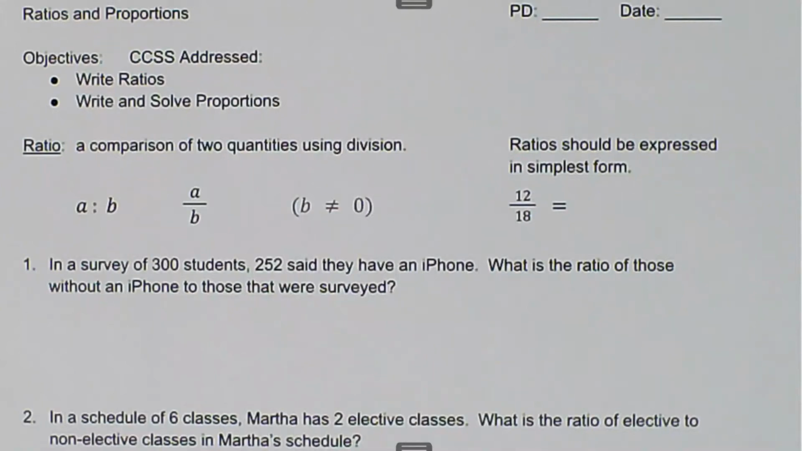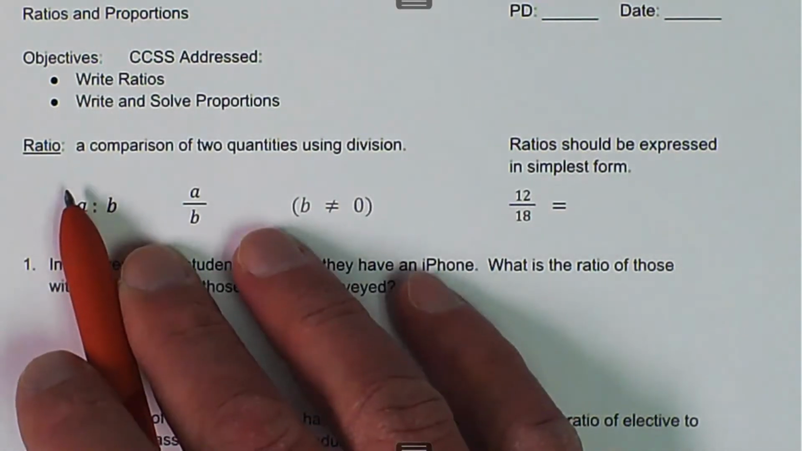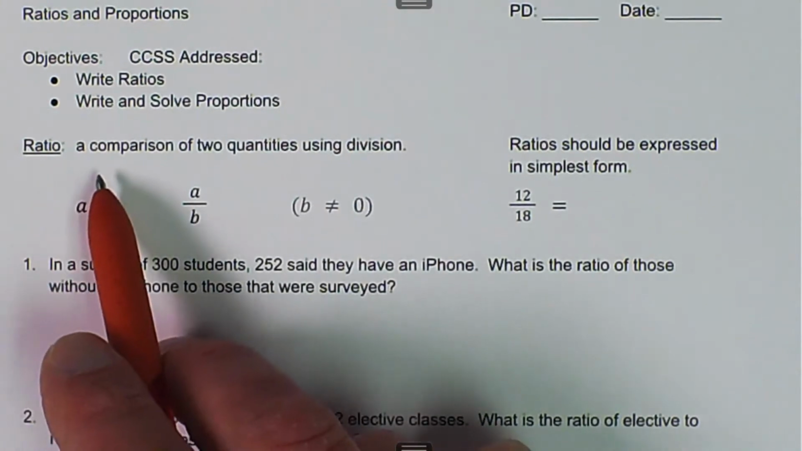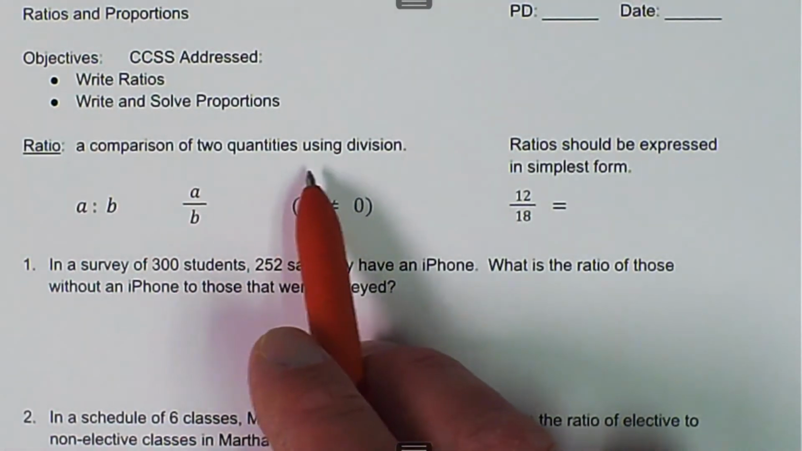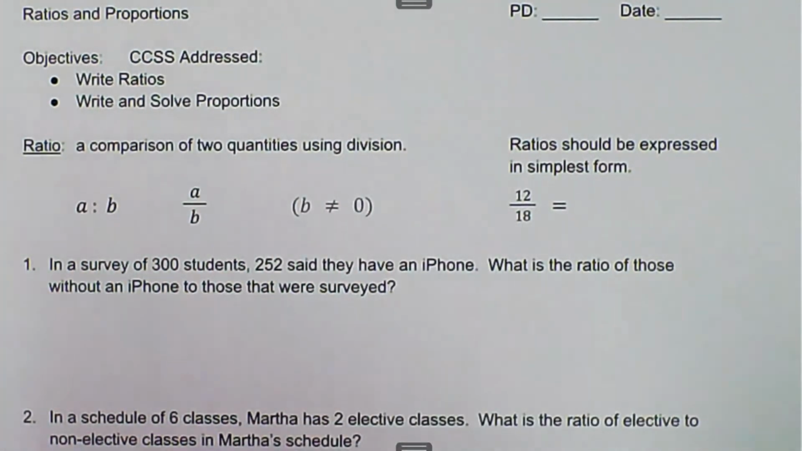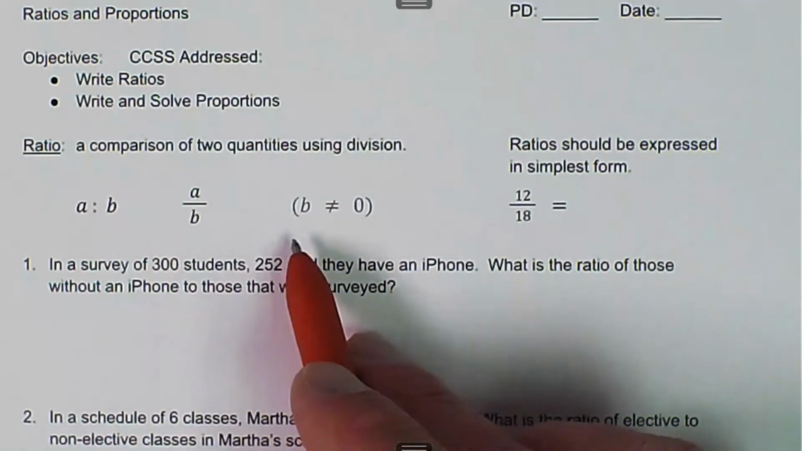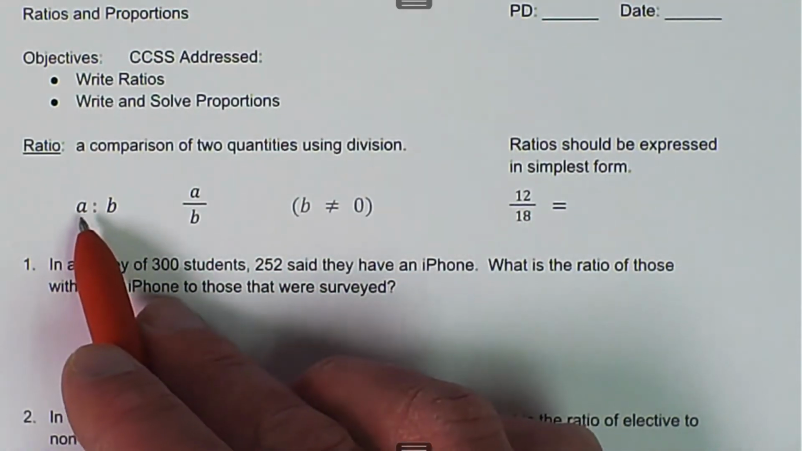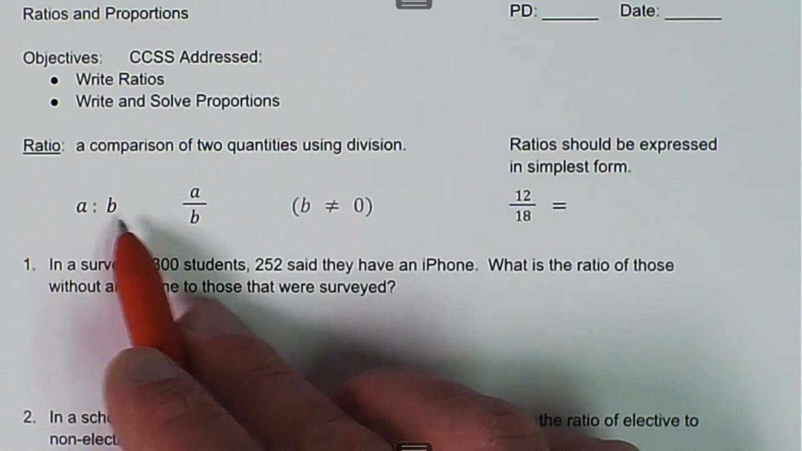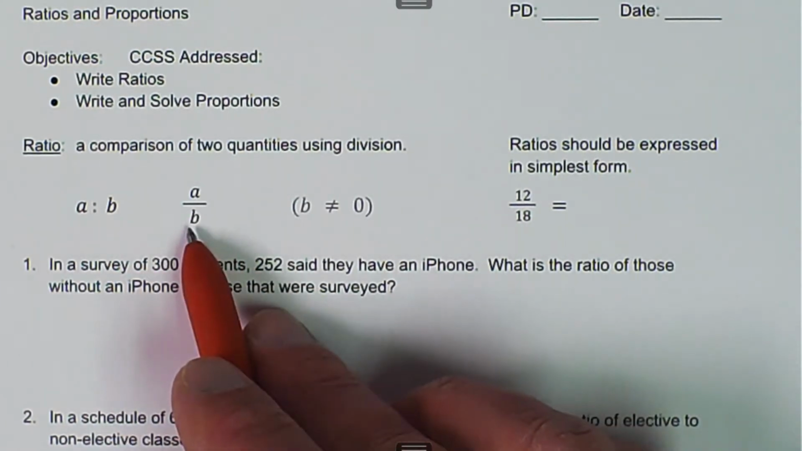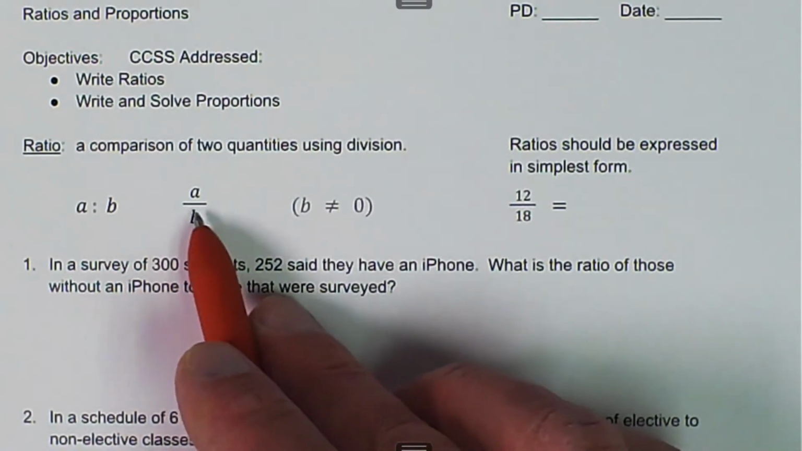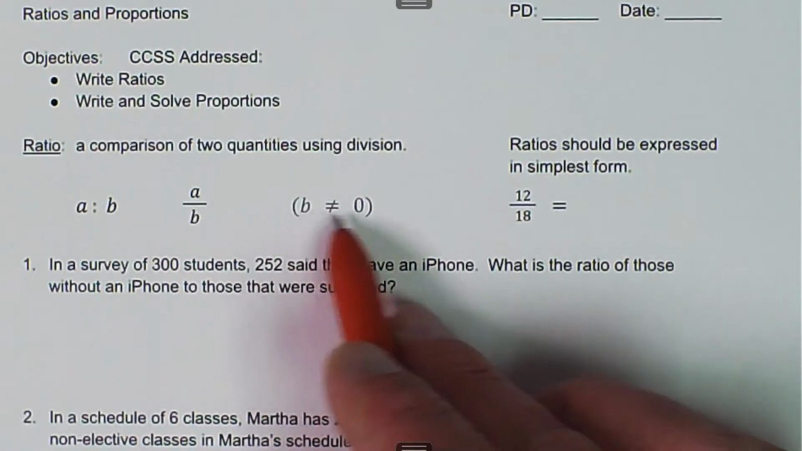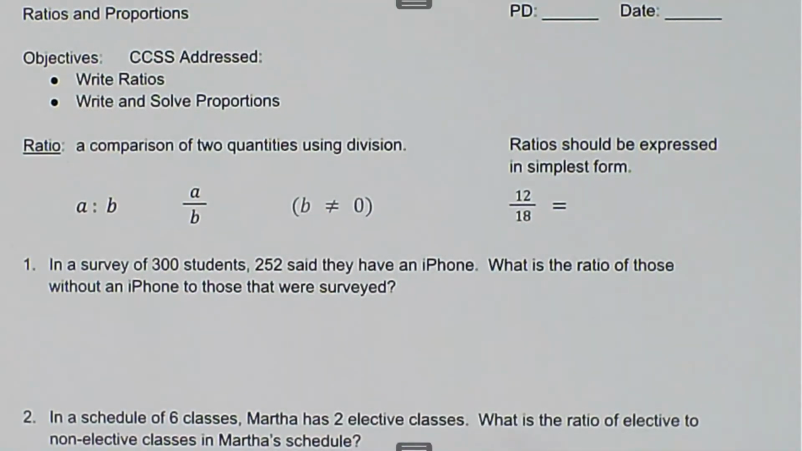Today we are talking about ratios and proportions, and we want to be able to write ratios and write and solve proportions. Start with ratio. Ratio is a comparison of two quantities using division, and here are some examples of some ratios. A compared to B, A divided by B, and you notice where B is located here, so that means that B cannot be zero.